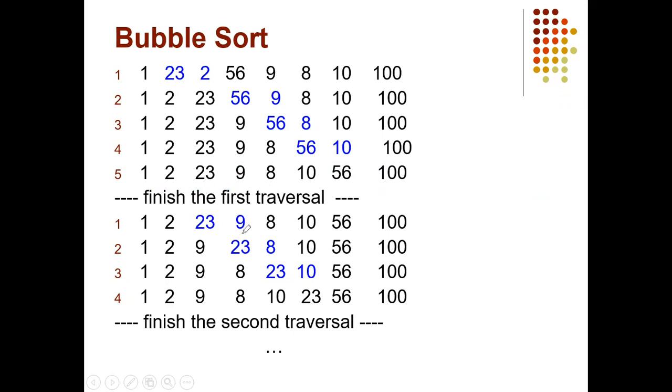And then 23 and 8, if you compare, there is need of a swap. So 8 is swapped before. Then comparing 23 and 10, there is need of a swap. And for the remaining there is no need of a swap. So this will be the sorted list for the second traversal.